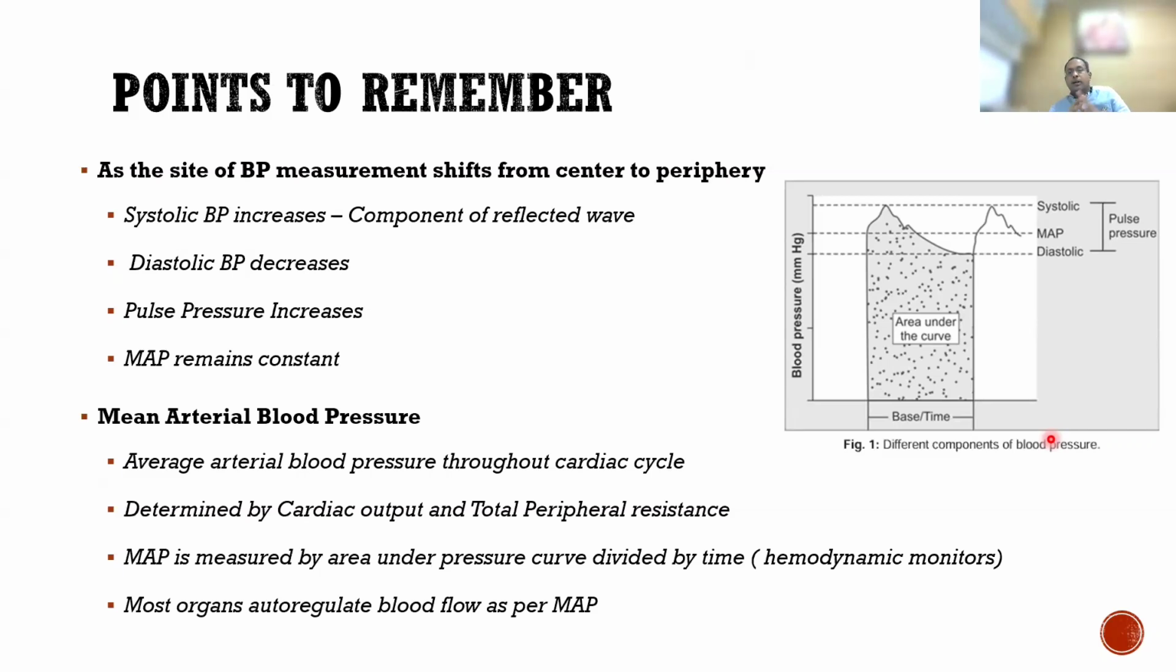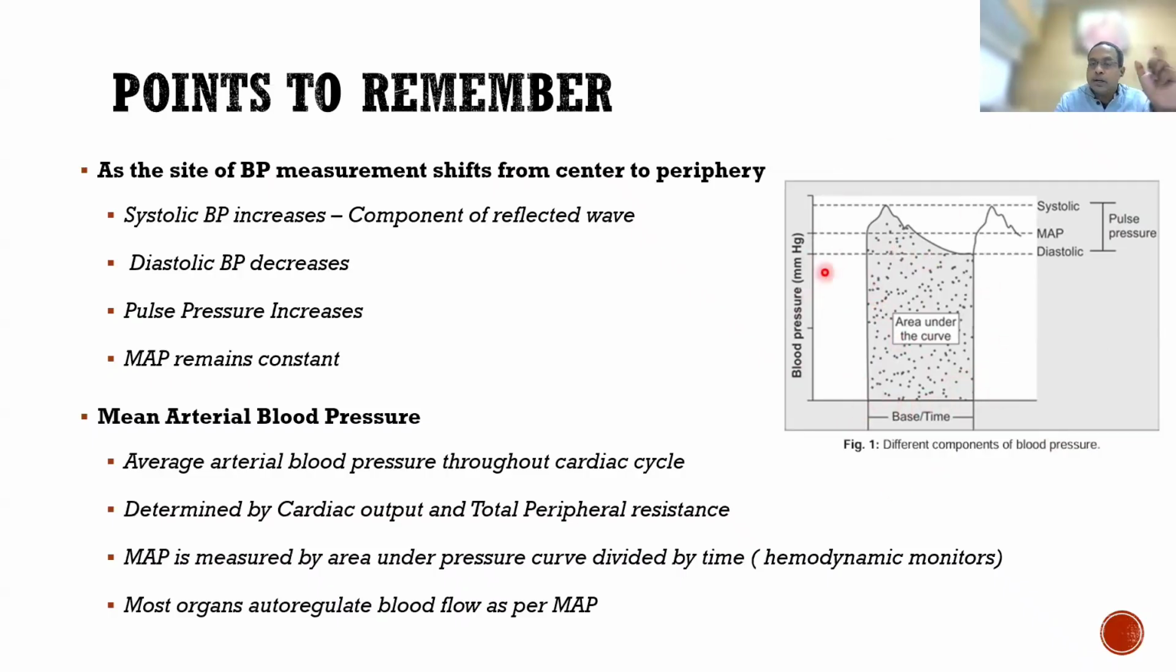Everybody has learned the formula that it is one third of the systolic blood pressure plus the diastolic blood pressure, and so on. But that formula is not valid for the mean arterial pressure we get in the invasive blood pressure monitoring system. In invasive monitoring, in the arterial waveform, mean arterial blood pressure is calculated as the average arterial blood pressure throughout the cardiac cycle. How is it measured? It is measured by the area under the pressure curve divided by time, that is, the time taken for that one pressure curve.